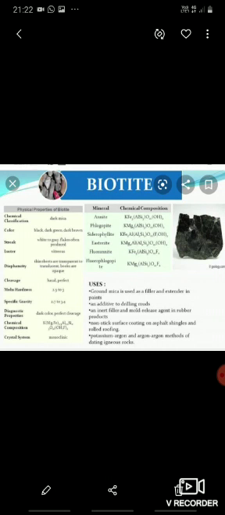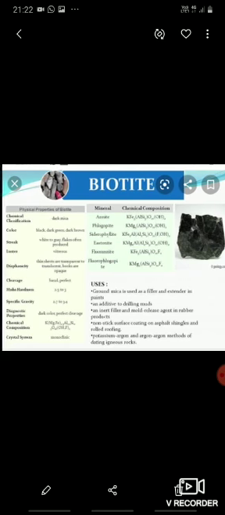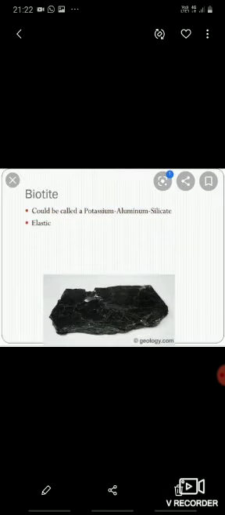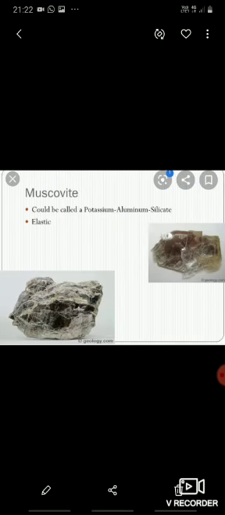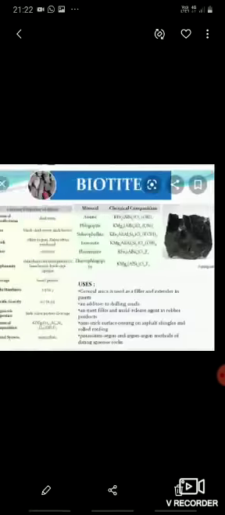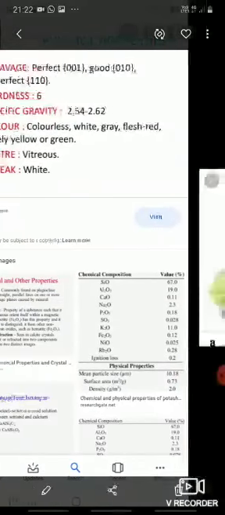Its uses: it is used as a filler and extender in paint and drilling muds, and the potassium argon method for igneous rock identification and such things. We are using the biotite mica. This is biotite mica, potassium aluminum silicate, elastic mica, black in color, whereas muscovite mica, also potassium aluminum silicate and elastic type, is white in color. These are the most important three rock forming minerals.